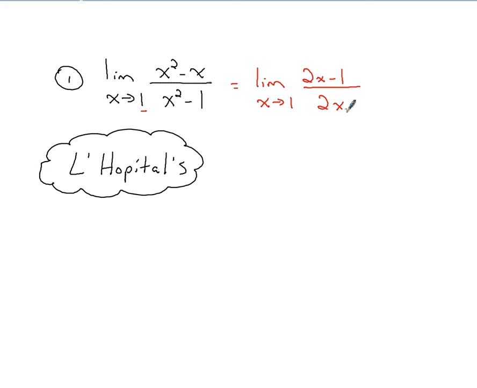If I apply the limit at this point, 1 gets inserted for the x's. I've got 2 times 1 minus 1 over 2 times 1. Not that I need to write this step, but doing that substitution and calculating this out, I get 1/2 back as my answer.